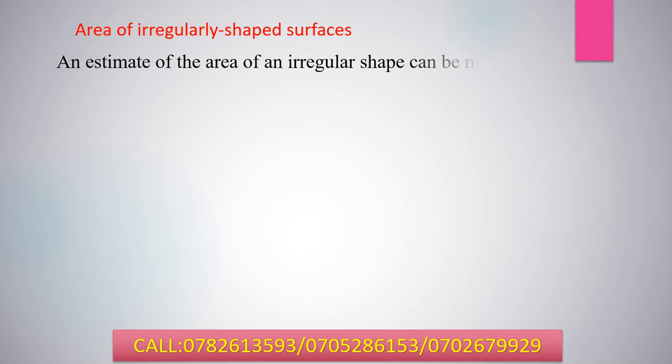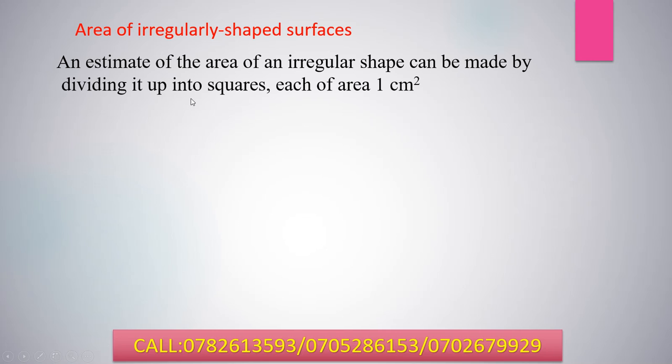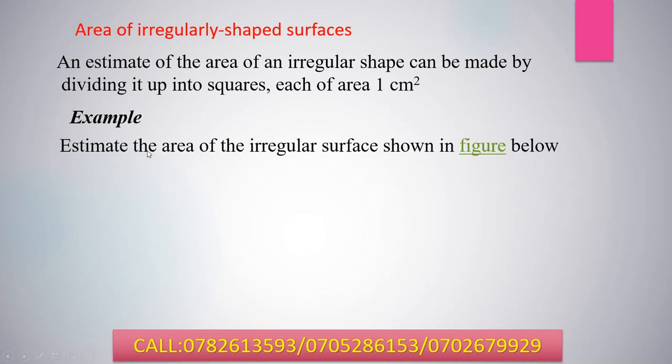How do you get the area of irregularly shaped surfaces? Now this is simply done by estimation. An estimate of an area of an irregular shape can be done by dividing it into squares, each of area 1 centimeter squared. Now let's look at an example. Estimate the area of the irregular surface shown below.